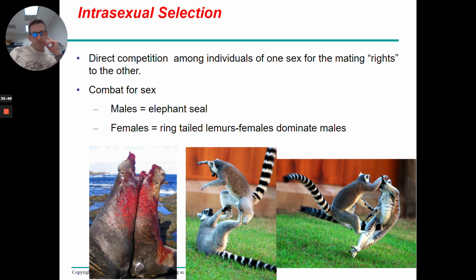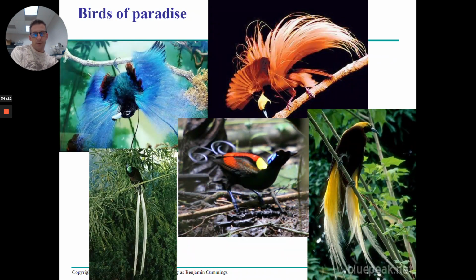Ring-tailed lemurs are an instance where females will sometimes fight other females, but they will also dominate the males. They will physically dominate the males to try and make them mate with them. So it's kind of an interesting dichotomy. But we'll watch some movies of intrasexual selection so you can get the idea. And it's always fun to throw that stuff in there.